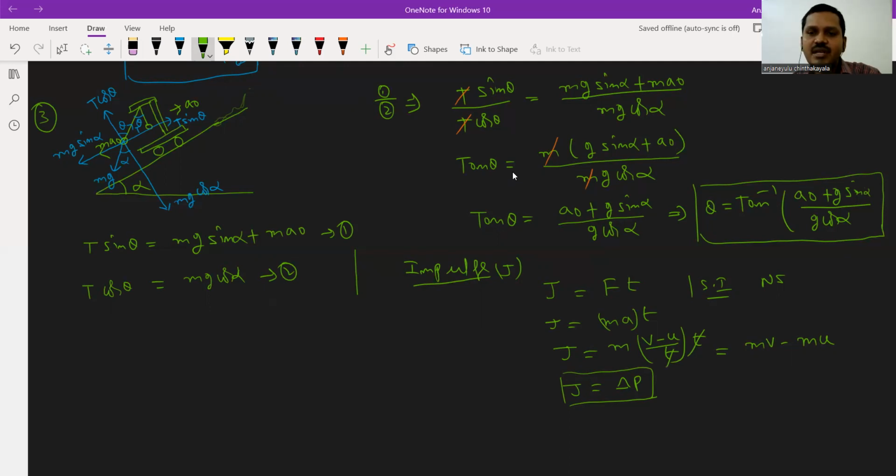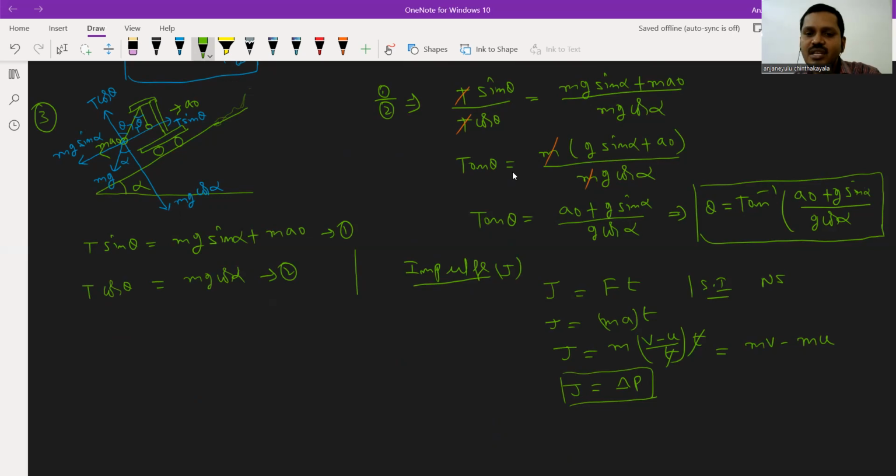Impulse can be defined as a large amount of force acting in a small interval of time. Mathematically, we can write J is equal to F into t. Here, F is the large force acting and t is the small interval of time. Example: in cricket, a batsman hitting the ball. The contact time between bat and ball is very small, but in this small interval of time, the batsman applies a large amount of force. Then the ball's momentum changes rapidly.